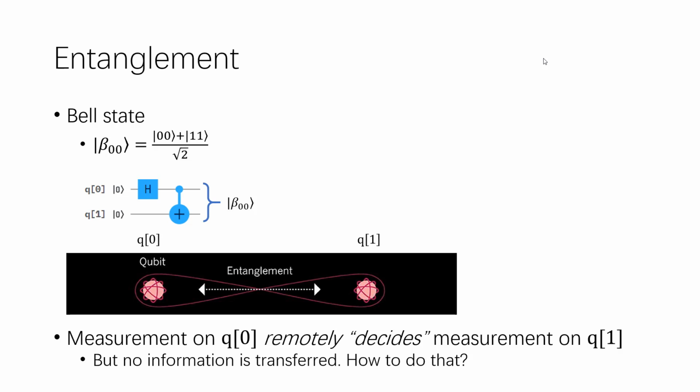But on the other hand, this entangled state, for example, we can make it into entangled photons, and we can separate the entangled photons using optical fiber. And it seems to be a nice way to transfer information. But how can we transfer information using a Bell state?